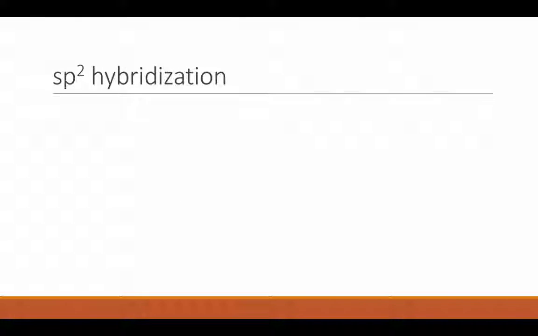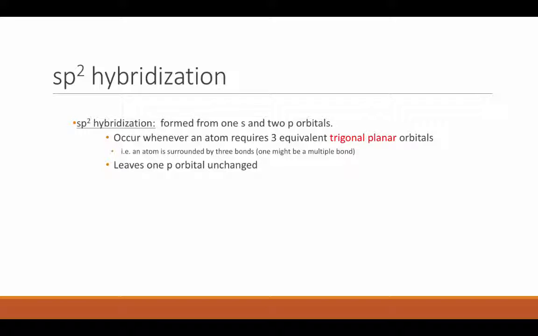Looking now at sp2 hybridization, this is formed from 1 s and 2 p orbitals. This will occur whenever an atom requires 3 equivalent trigonal planar orbitals. An atom is surrounded by 3 bonds. Note one might be a multiple bond, a double or a triple bond. It's important to note here that this will leave one p orbital unchanged.